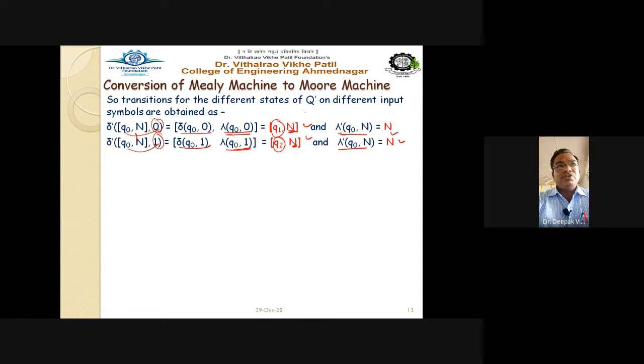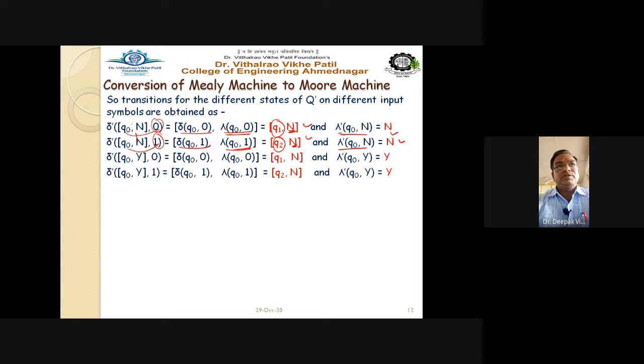Now the next state is your Q0Y. This is the state number 2. Q0Y on 0 input and 1 input. So Q0 on 0, Q0 on 1. Delta transition Q0 on 0, lambda Q0 on 0, and Q0 on 1, that is the lambda. So Q0 on 0 is nothing but your Q1. Q0 on 1 is nothing but your Q2. And lambda Q0 0 means output is N. Lambda Q0 1 output is equal to N, right? So this is the third and this is the fourth transitions.